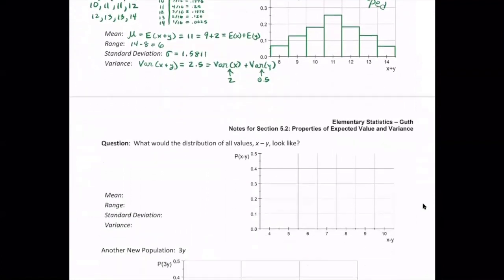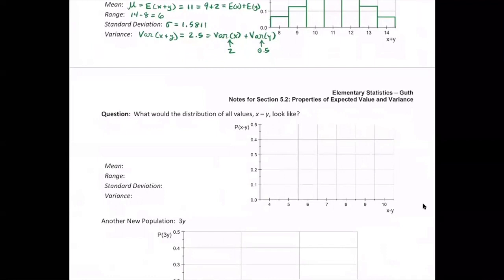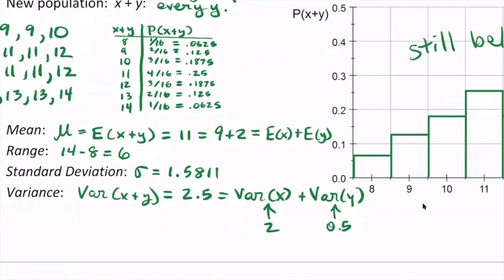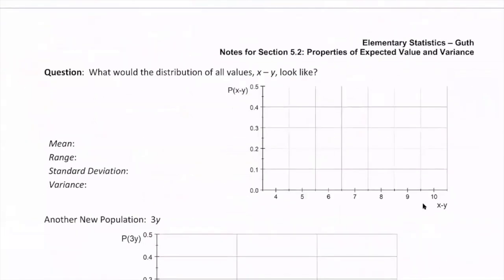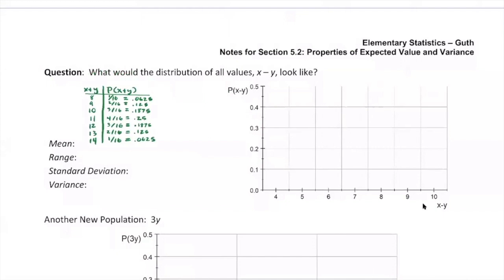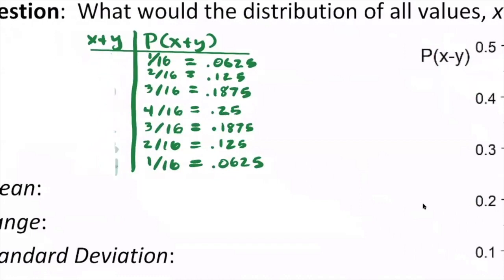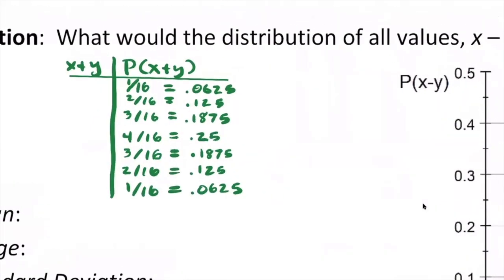Okay, now down below, the distribution of values for X minus Y. I'm just going to do it this way without doing all the gory details of figuring out all the X minus Y's. Just to save time, I'm going to ask you to trust me on some of this. The outcomes are going to be different, but the probabilities are going to come out the same.